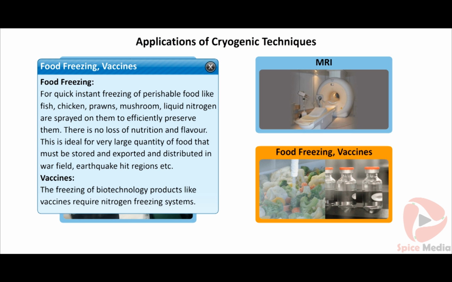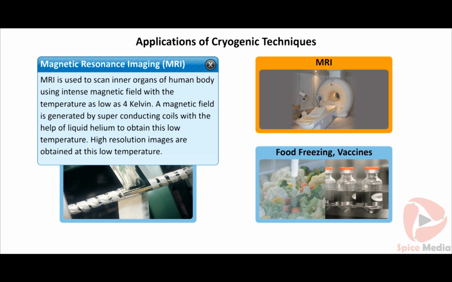Food freezing. For quick instant freezing of perishable foods like fish, chicken, prawns, mushroom, liquid nitrogen is sprayed on them to efficiently preserve them. There is no loss of nutrition and flavor. This is ideal for very large quantities of food that must be stored, exported and distributed in war fields, earthquake-hit regions, etc. Vaccines. The freezing of biotechnology products like vaccines requires nitrogen freezing systems.